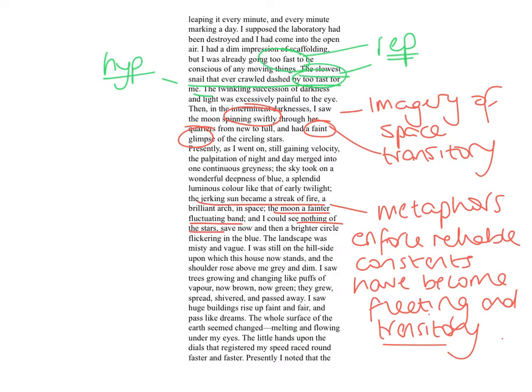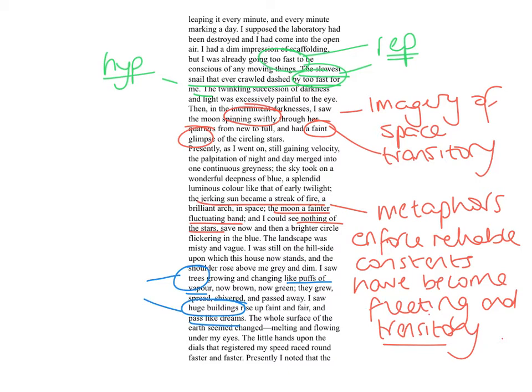He says, the landscape was misty and vague. I was still on the hillside upon which this house now stands, and the shoulder rose above me grey and dim. I saw trees growing and changing like puffs of vapour, now brown, now green. They grew, spread, shrivelled and passed away. I saw huge buildings rise up faint and fair, and pass like dreams.